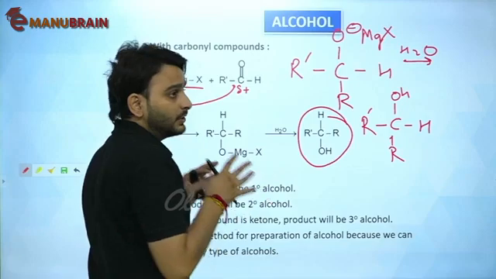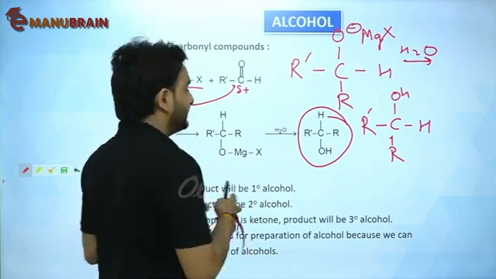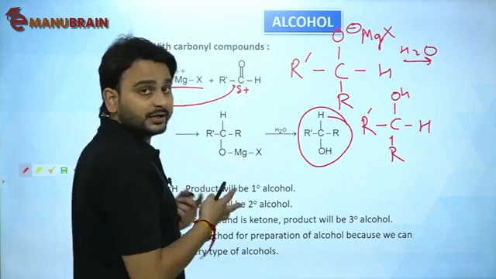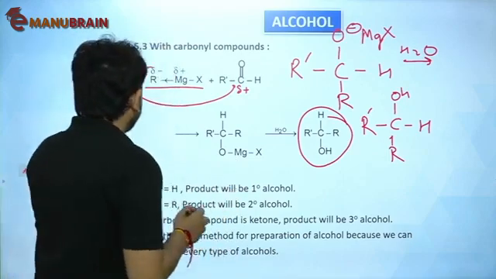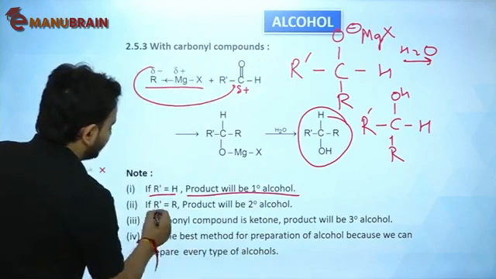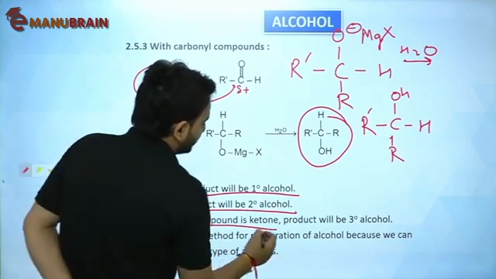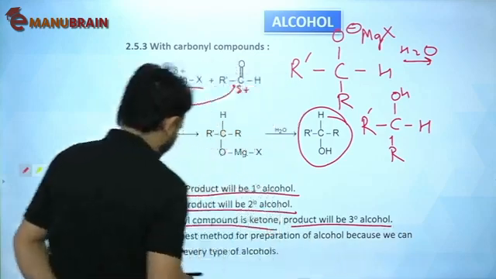We are not right now looking into the stereoisomer or any isomerism. We are just looking at the product. If R dash is equal to H, the product will be a 1 degree alcohol, of course. If R dash is equal to R, the product will be a 2 degree alcohol. If the carbonyl compound is a ketone, the product will be a 3 degree alcohol, of course.